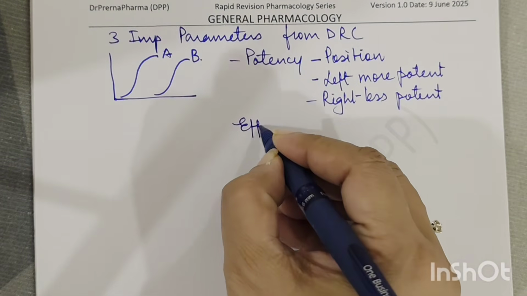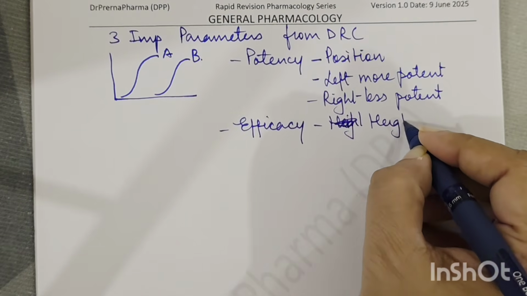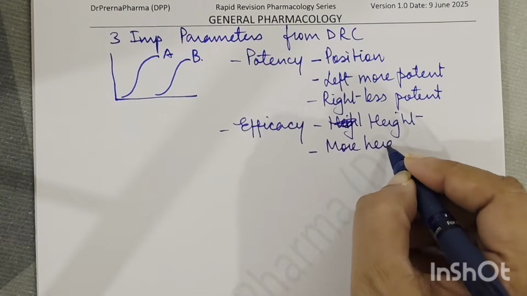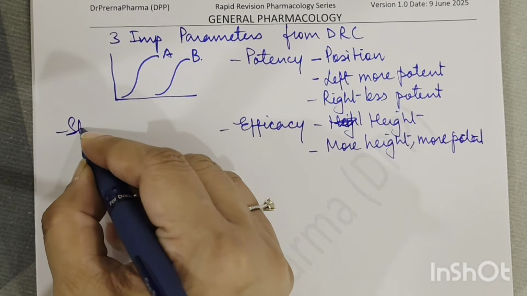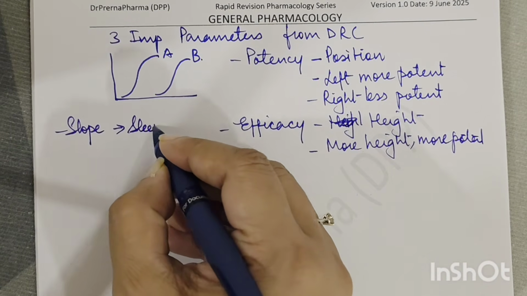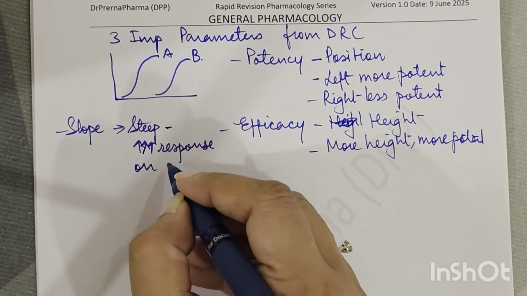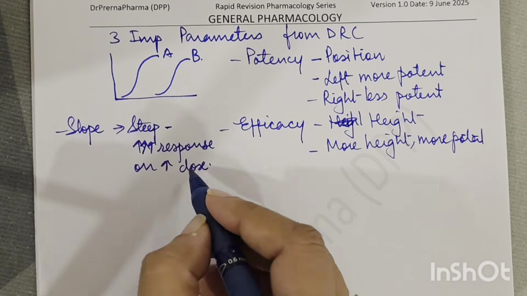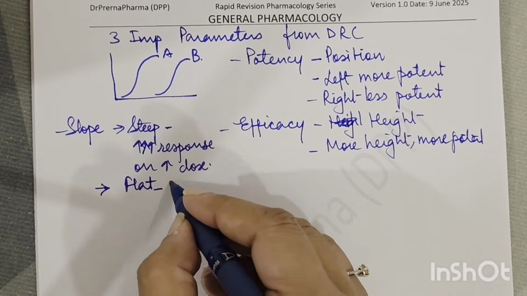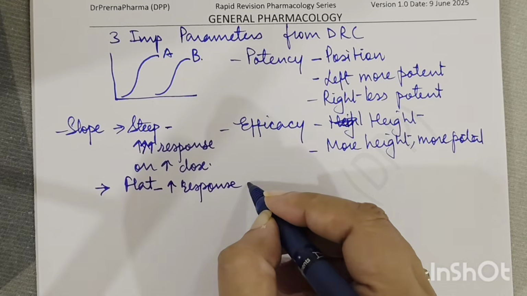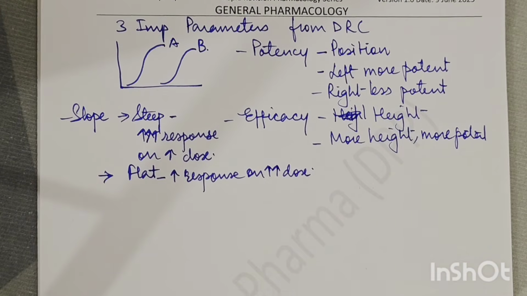Then another thing is efficacy. Efficacy is represented by the height. Okay, so more height is more efficacy. You'll get a lot of questions from this. The third thing that we get is the slope of the curve. If it is steep, that means a very increased response on increasing the dose. Only a small increase in the dose will bring a major increase in the response. And if the curve is flat, it means very little response even after increasing the dose a lot. Okay, so these are the three things that we learn from the dose response curve.